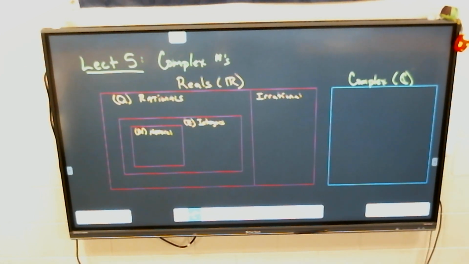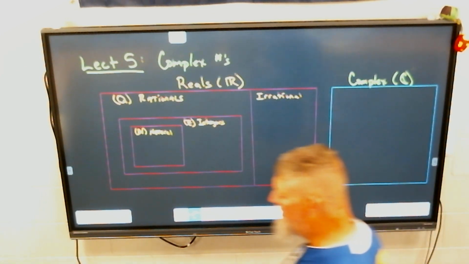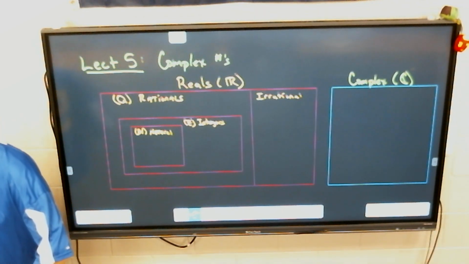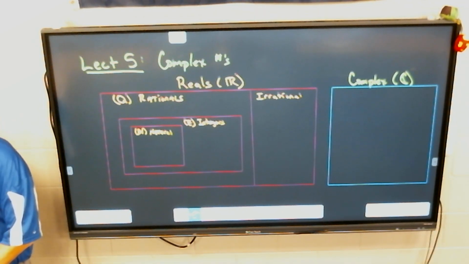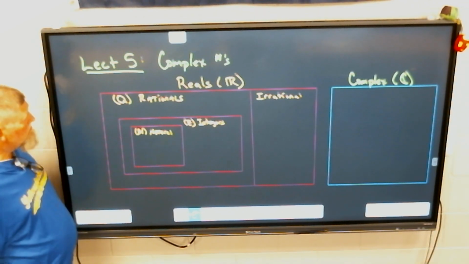Okay, so lectures 1, 2, 3, 4, we're done with those. We're picking up on lecture 5, the last one before our first test. Lecture 5 is dealing with complex numbers.